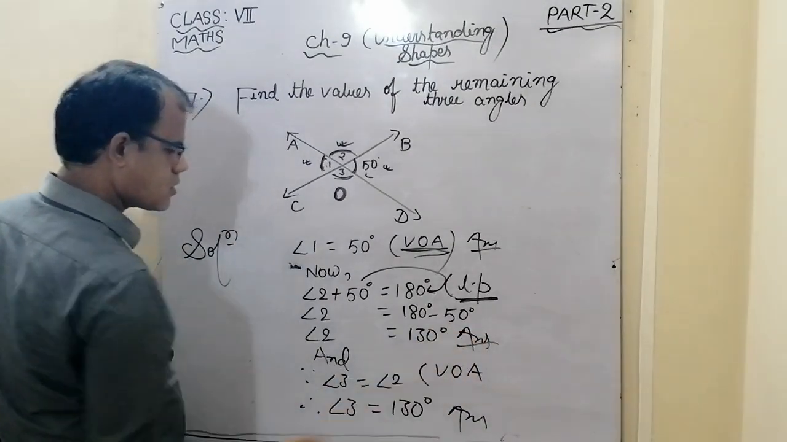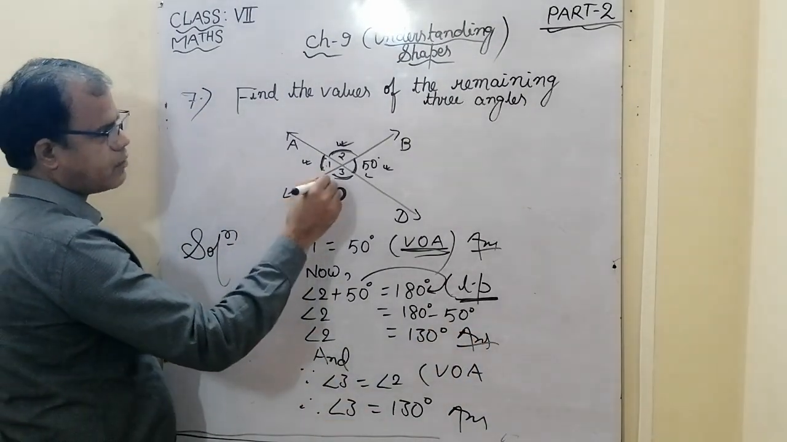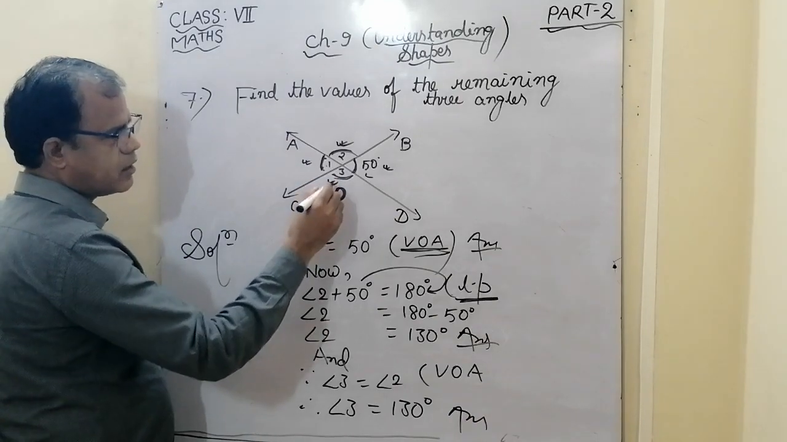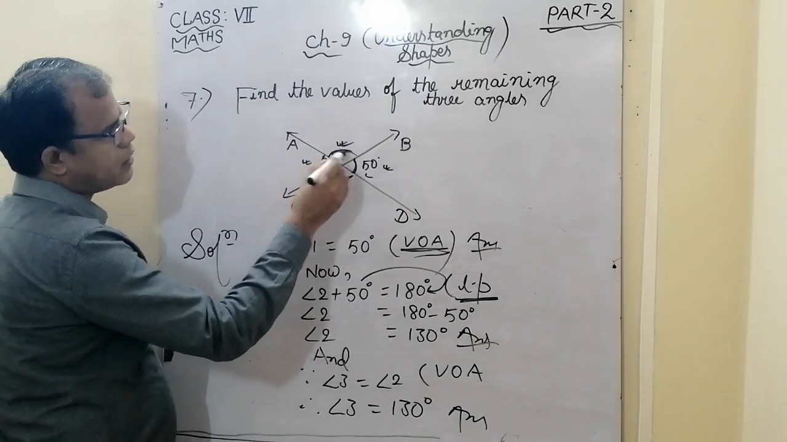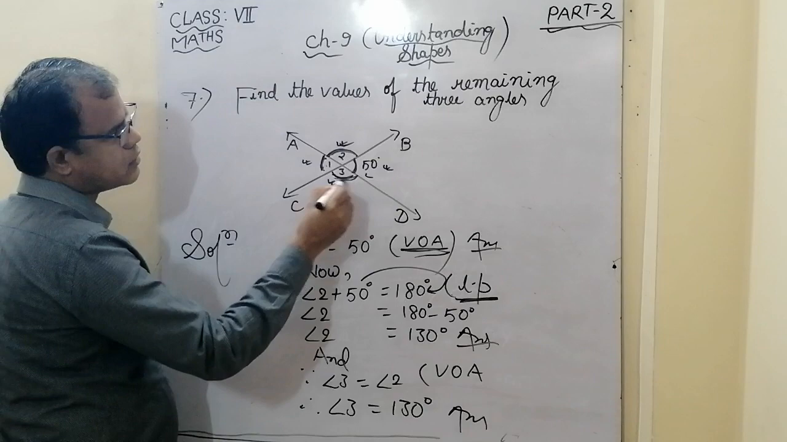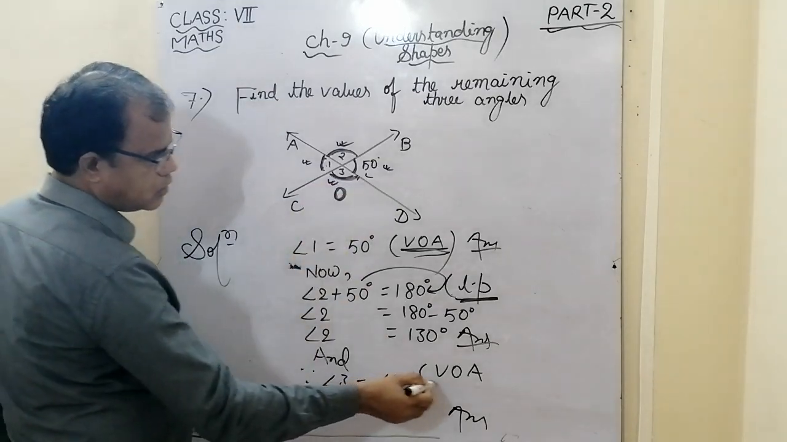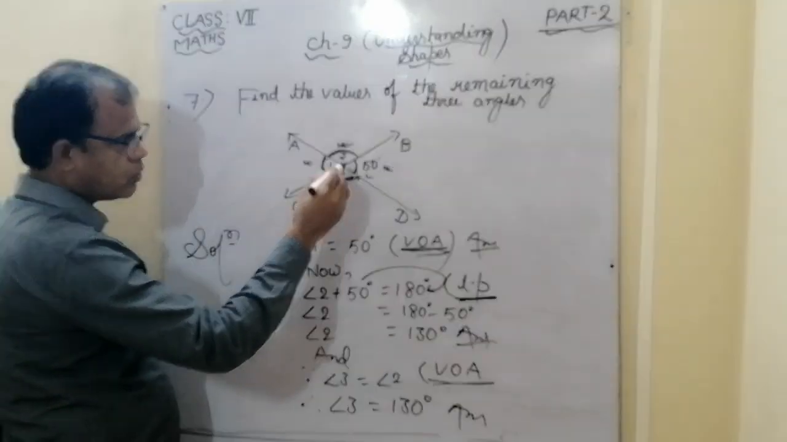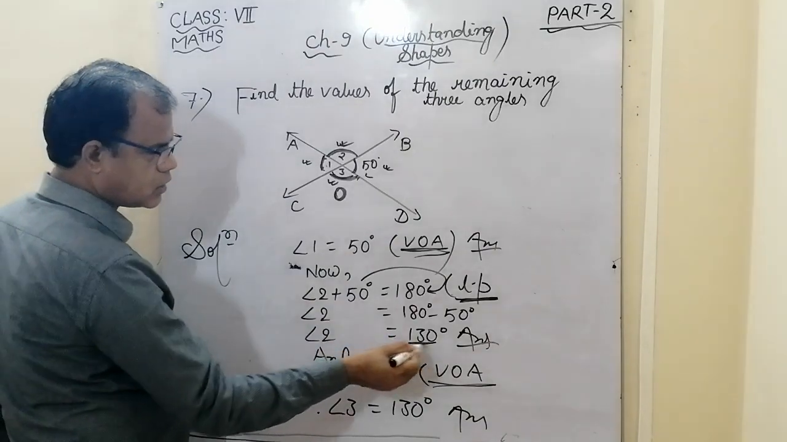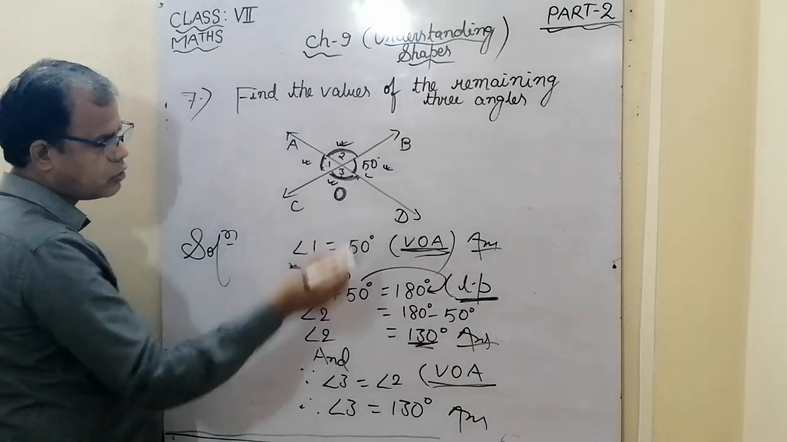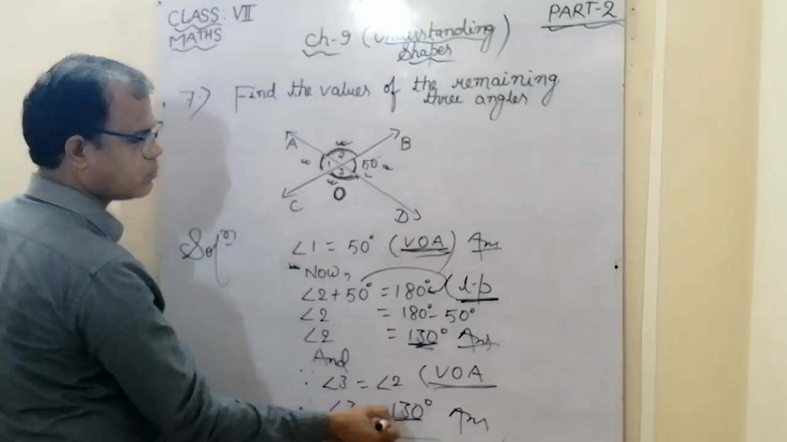These are the answers. Now lastly we have to find angle 3. So look here, angle 2 is equal to angle 3. Why? Vertically opposite angles. So the value of angle 2 is 130. So what is the value of angle 3? It also becomes 130.